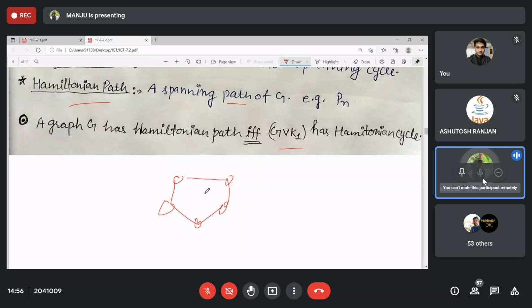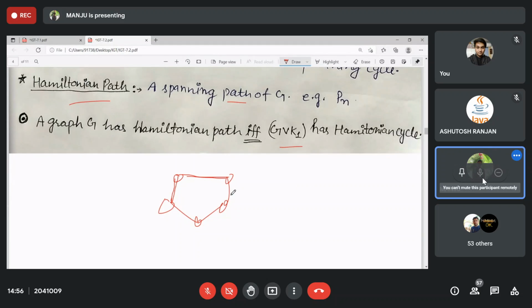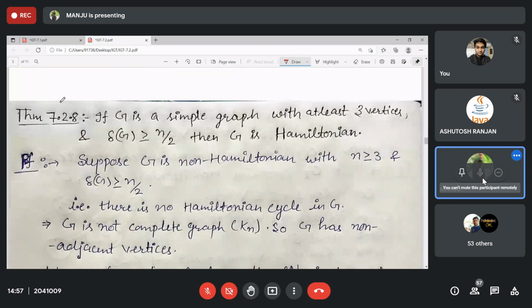So for the Hamiltonian cycle in this graph, we will be taking only these two edges. We'll discard all others. Then this one we have done: G is a simple graph with at least 3 vertices and minimum degree at least n/2. Then you have G is Hamiltonian.